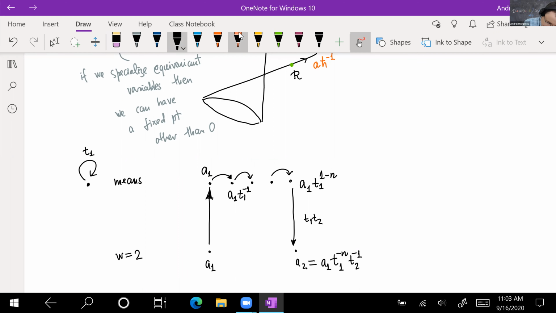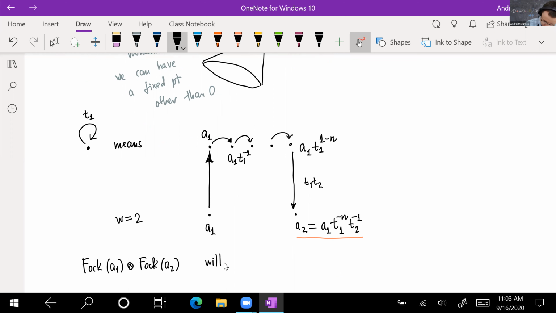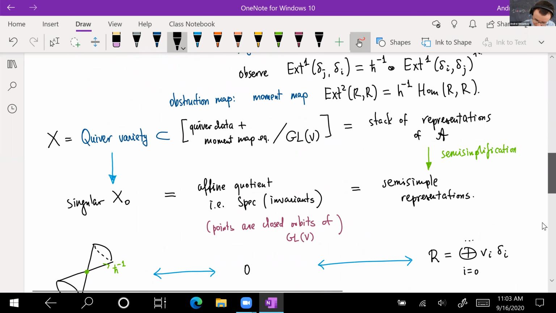So if I have this condition, that's an equation on my current variables that tells you that if I specialize the evaluation, so this is if I'm thinking about Fock space, Fock A1 tensor Fock A2 will not be irreducible if this happens. Right? We'll talk about it in a second. Sorry, I'm a little bit ahead of myself, but that's okay. One can go back in this discussion.